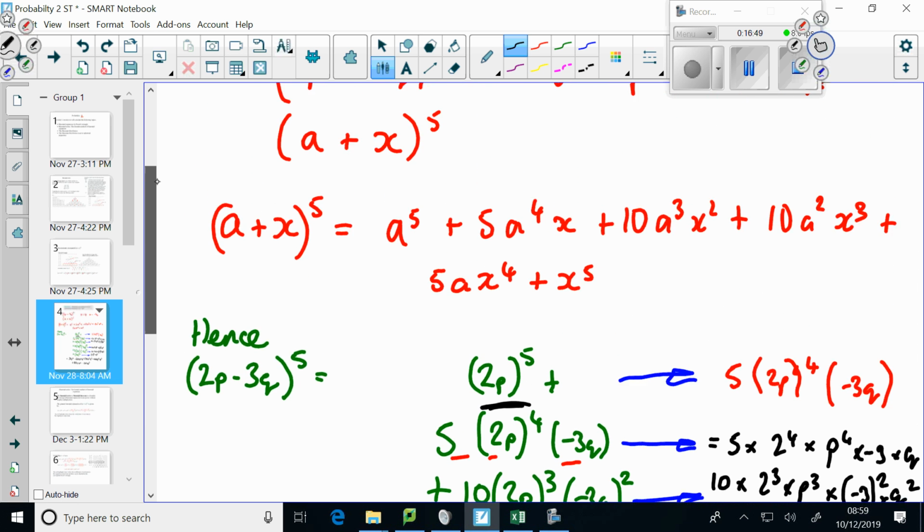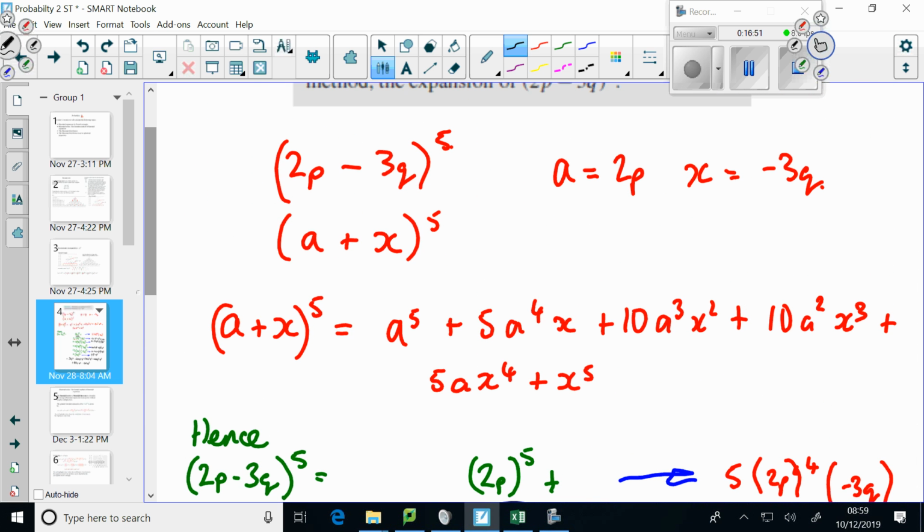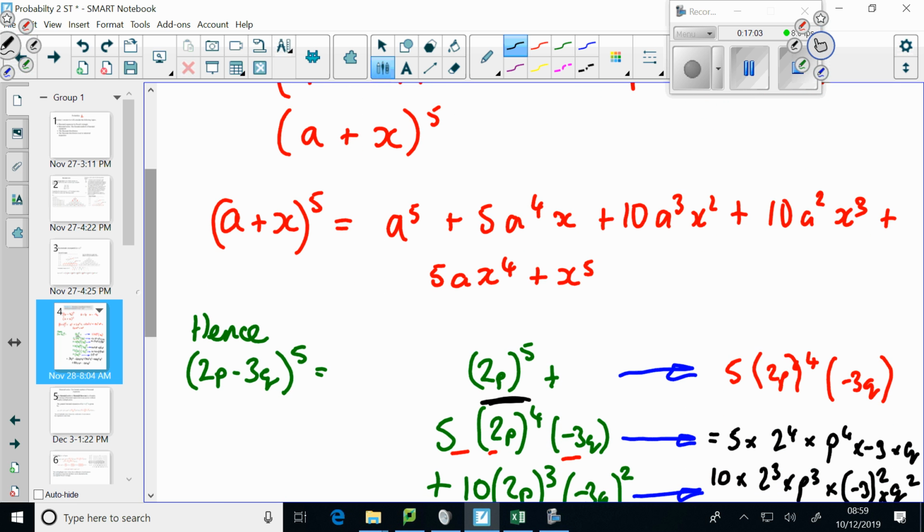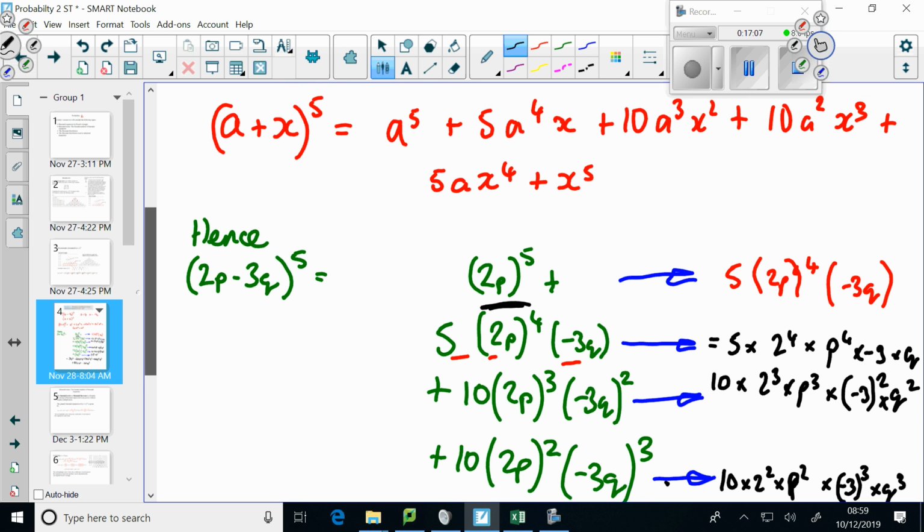Expand them, (2p minus 3q) to the 5. We compare that with (a plus x) to the 5. We say that a is equal to 2p and x is equal to minus 3q. We then get the expansion of (a plus x) to the 5, and everywhere we see a, we write in 2p, and everywhere we see x, sorry, we write in minus 3q.